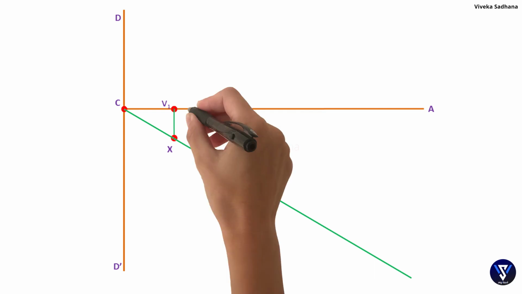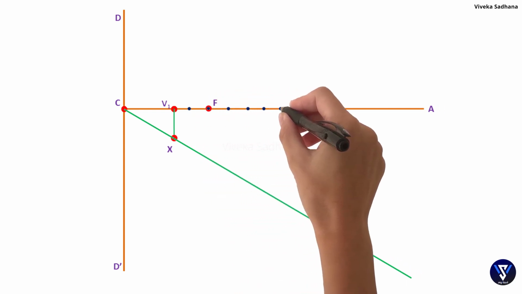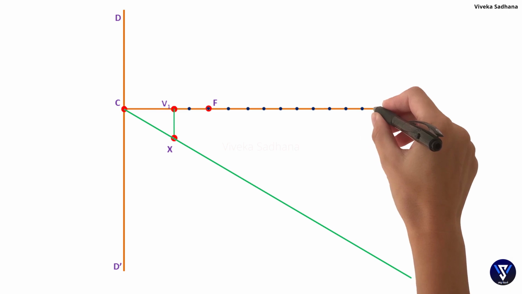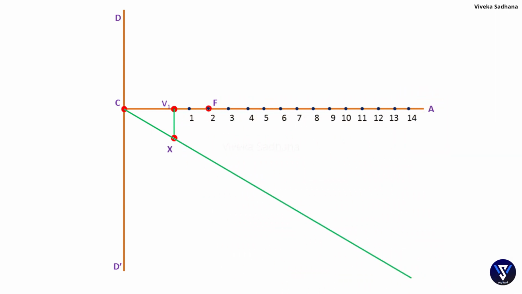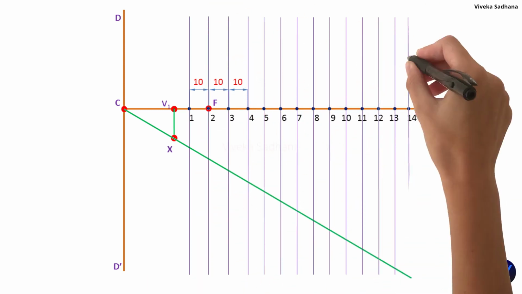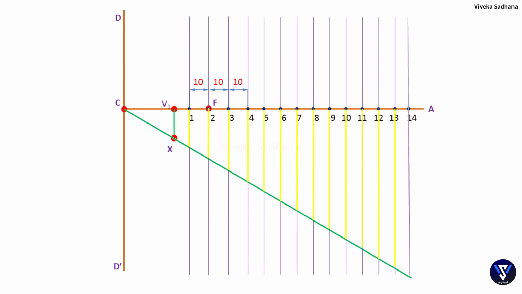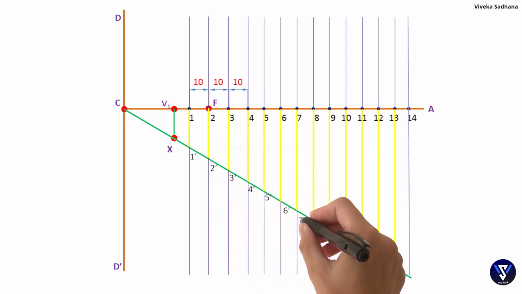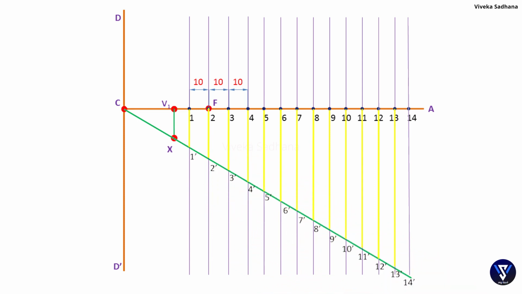Next, divide the axis line to the right side of the vertex into equal divisions, 1, 2, 3, and so on, as shown, preferably at a 10 mm distance between the points. Next, draw vertical lines through those points. Mark the intersecting points of those lines with inclined line CX, and mark it as 1', 2', etc. up to 14'.